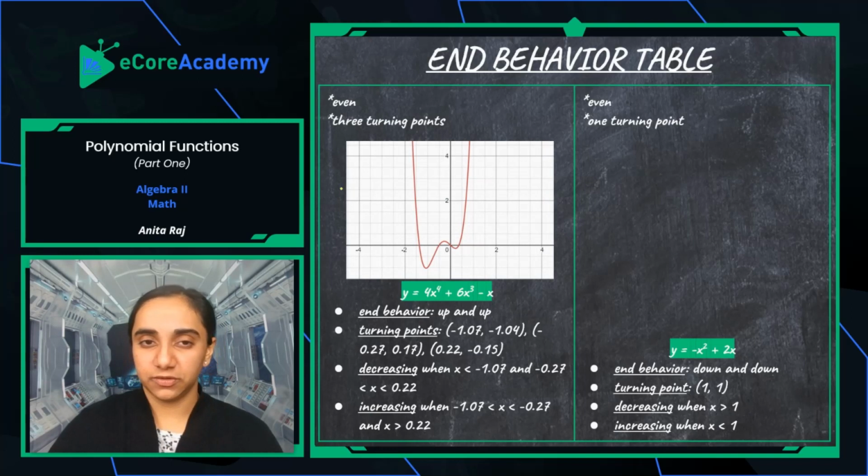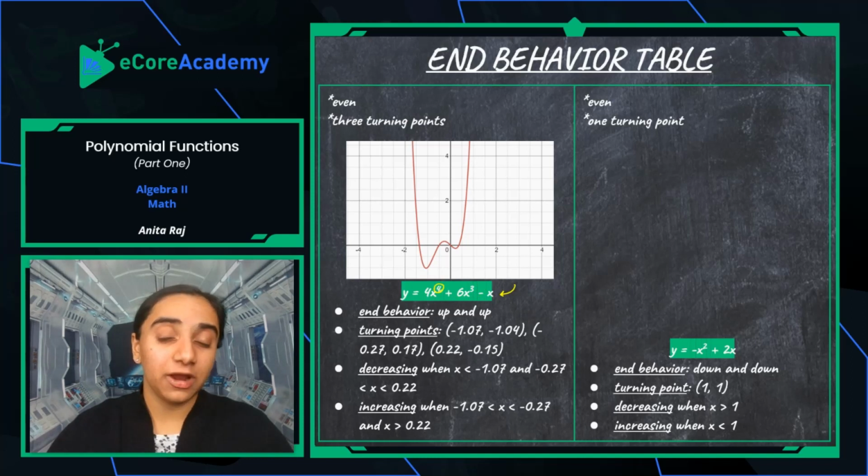So let's look at this first part of the table. This here is going to be a quartic polynomial. As you can see, I've written the equation for it down here. It's y equals 4x to the fourth plus 6x cubed minus x. This is written in descending order because the term 4x to the fourth is the term with the highest exponent, which is 4. The 4 is even, so I wrote even up here, and as you can see on the graph, there are 3 turning points.